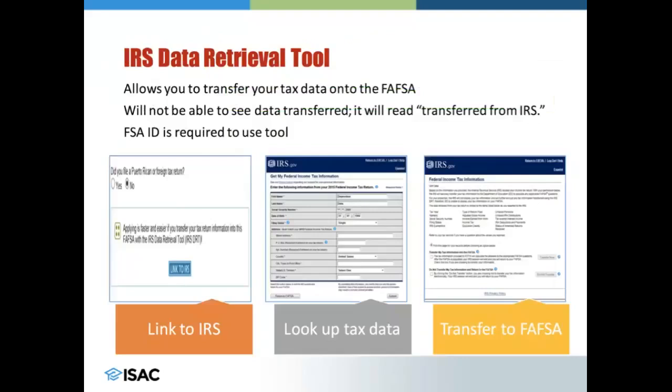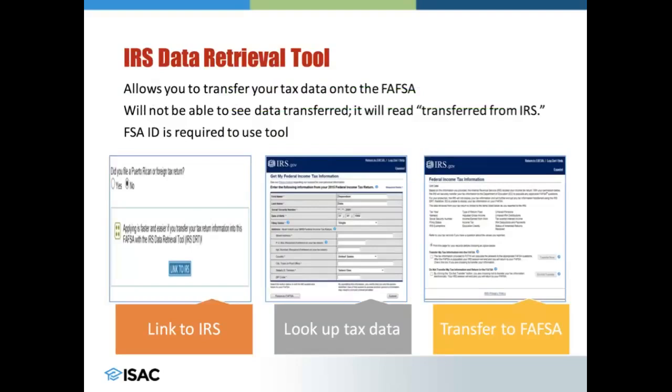It's going to ask you for the name of whoever's information they're going to pull from the IRS, and you're going to have to populate the address, the city, the state, and the zip code. Click submit, and then it's going to look up tax data and pull it. If it pulls it, then you have the option of transferring it or not transferring. If you transfer it, which I highly recommend, it's going to transfer all the income and tax information that is asked on the FAFSA, but you won't be able to see what's actually transferred.